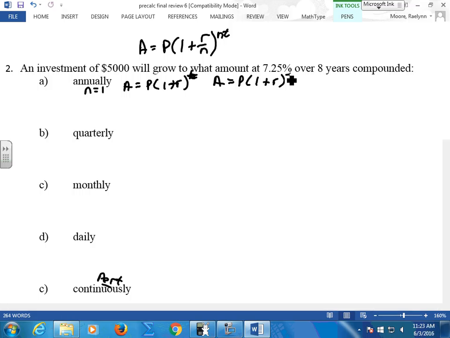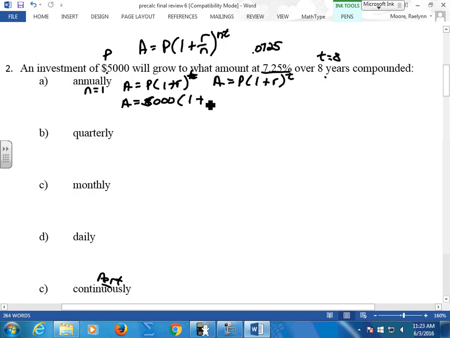Key to this is identify this. This is what you invested. This is your rate. How do I put this to a decimal? 0.0725. And this is your time. So all you got to do now is just plug this in. 5,000 times 1 plus 0.0725. Don't even resolve this. Just put it in your calculator just like you read it. Leave the plus there. You don't have to take away the plus. You can just put it in your calculator just like that.